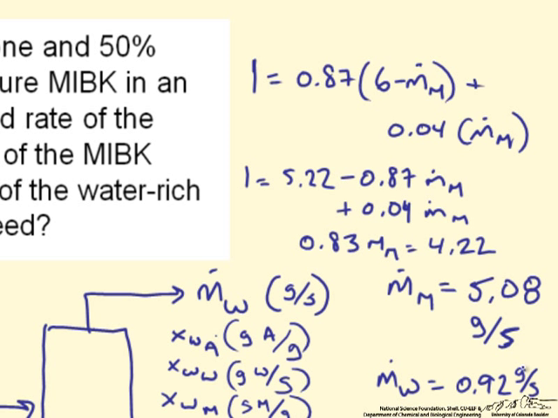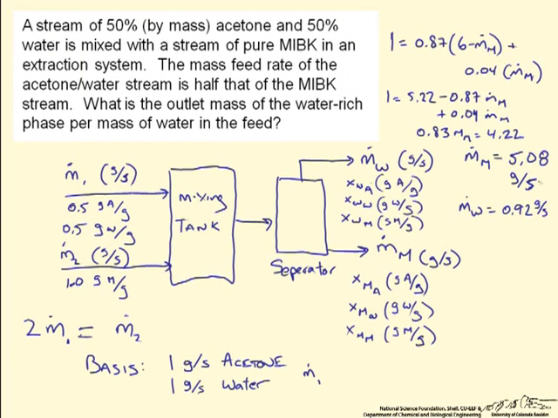So majority of the MIBK is going to be in that MIBK phase, and we're taking some of the acetone and water with it, so it should be higher. You could double check those answers. But the question asked, what is the outlet mass of the water rich phase per mass of water in the feed? Since we used the mass of water in the feed as a basis of 1, we're just going to say that it is 0.92 over 1. So I'll just highlight this answer since that's what we're looking for.